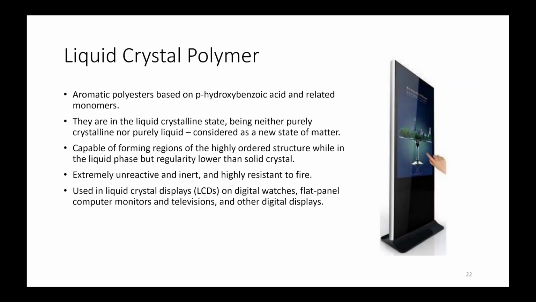Liquid crystal polymer. These are aromatic polyesters based on p-hydroxybenzoic acid and related monomers, and they are in the liquid crystalline state. So they are neither purely liquid nor purely crystalline. This is a middle state, and it is considered a new state of matter. These are capable of forming regions of highly ordered structure while in the liquid phase, but the regularity is always lower than that of a solid crystal.